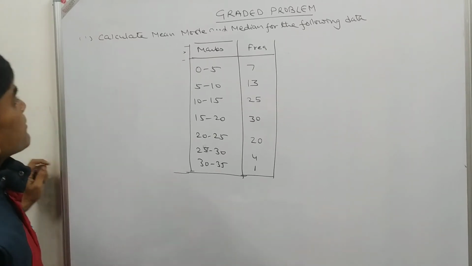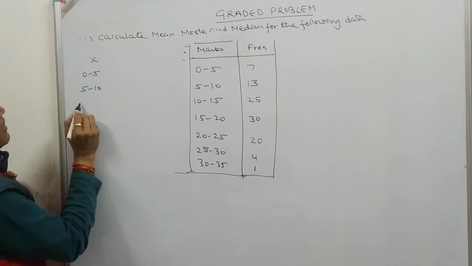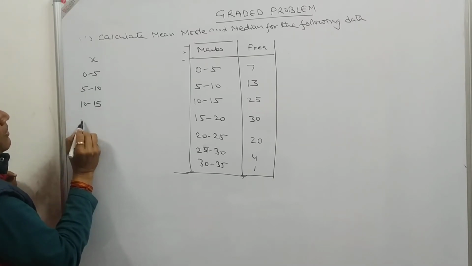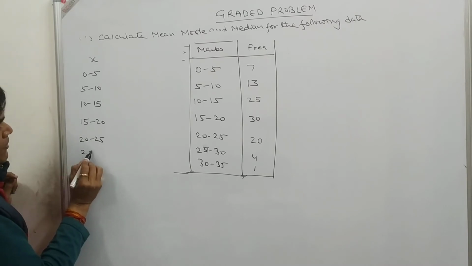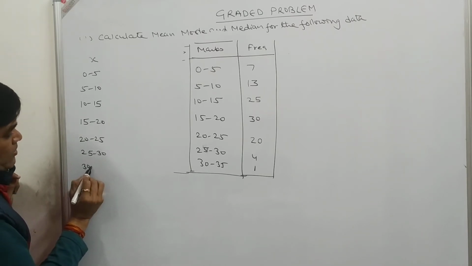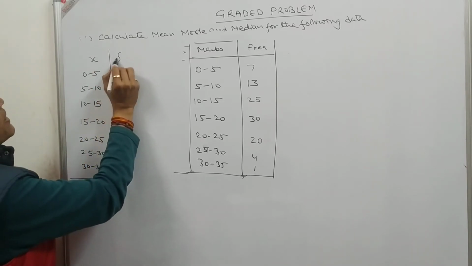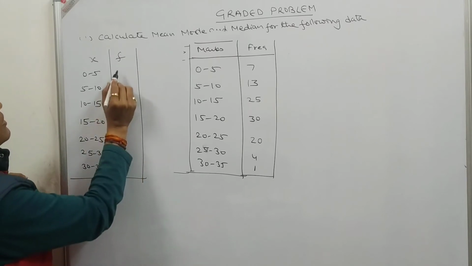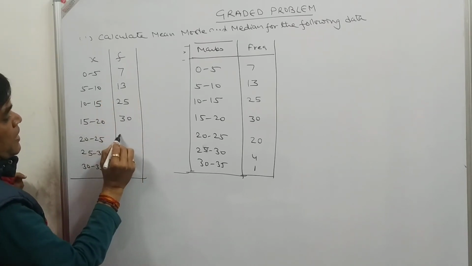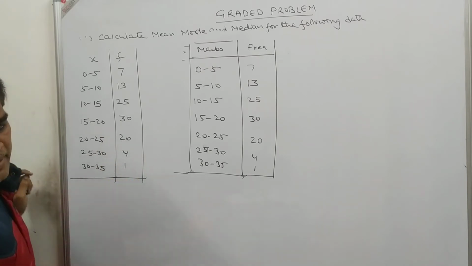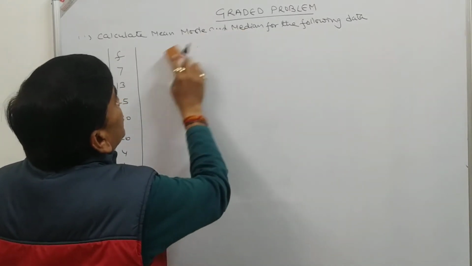So our class interval x is 0 to 5, 5 to 10, 10 to 15, 15 to 20, 20 to 25, 25 to 30 and 30 to 35. The frequencies are 7, 13, 25, 30, 20, 4, 1. Now we will calculate the value of mode, median, etc.